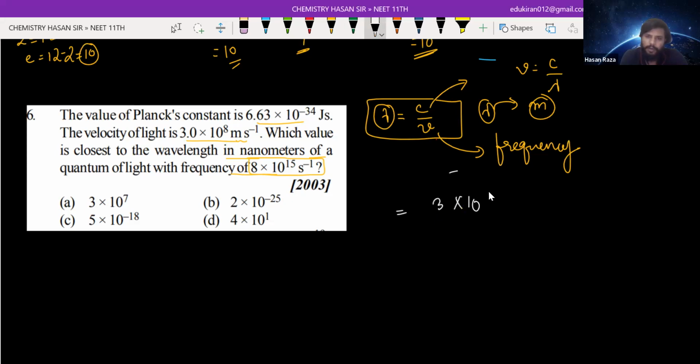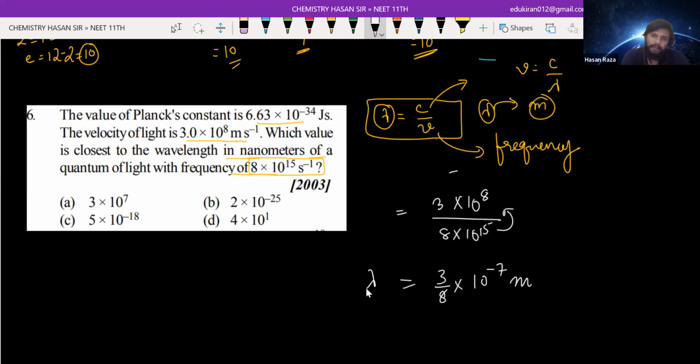What will be the value of C? C is given 3 into 10 raised to the power 8. Now, nu is also given 8 into 10 raised to the power 15, right? So what you need to do, 3 by 8 into, if this goes up, it will be negative, and here it will be 10 raised to the power minus 7, right? Yes or no? And the answer will be in meter.